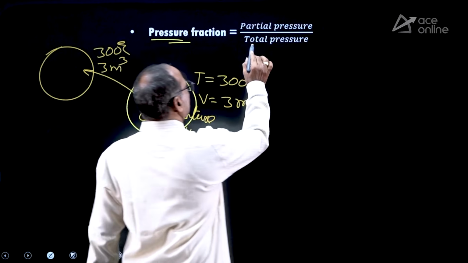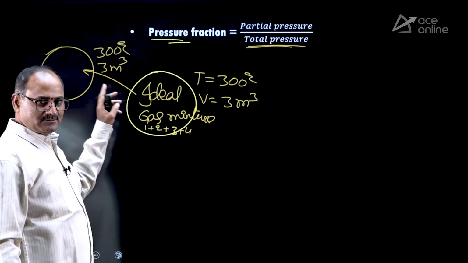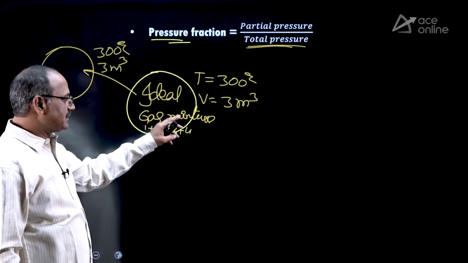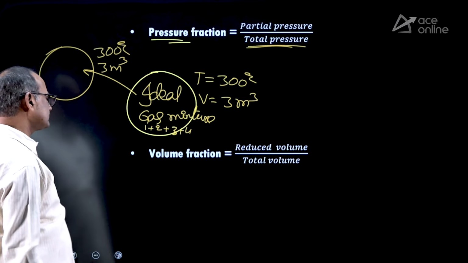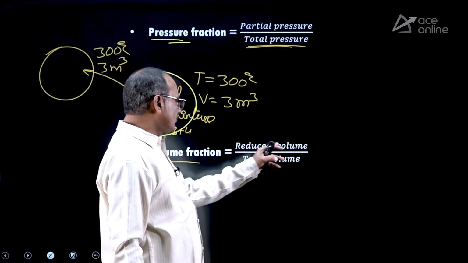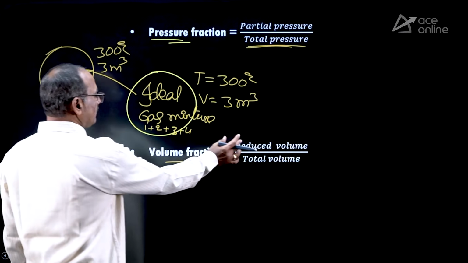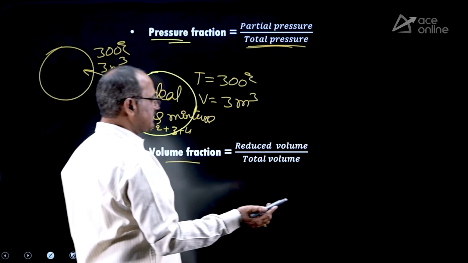Here remember, the total pressure according to Dalton's partial pressure law is the partial pressure of the one gas plus the partial pressure of the second gas plus the partial pressure of the third gas, like this. Similarly, the volume fraction: the ratio between the reduced volume and the total volume gives the volume fraction. Reduced volume means, the same way you can decide the reduced volume.